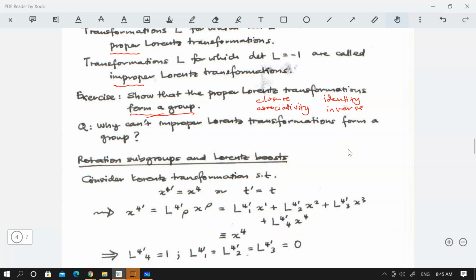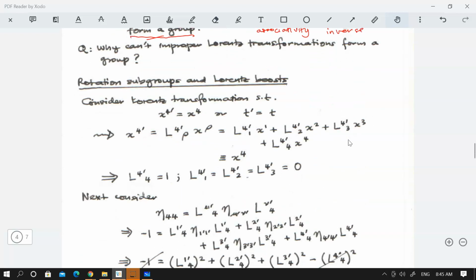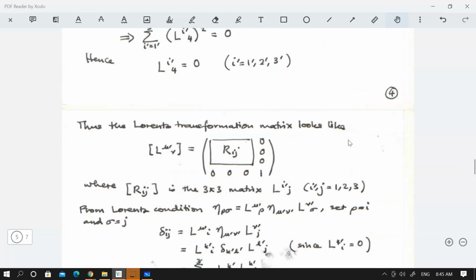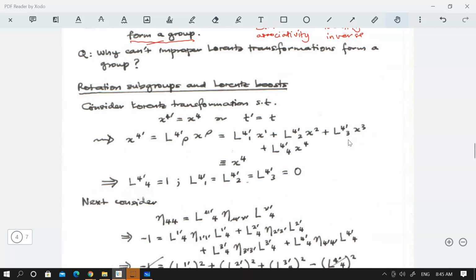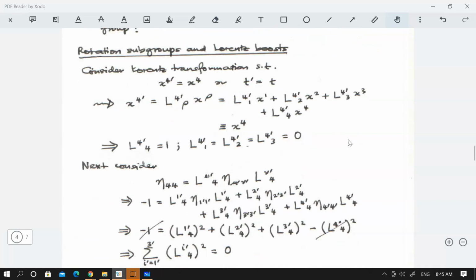Right. So you have 15 minutes left. So let me see if I can do this quickly. Let's look at one case at least. We will look at the Lorentz transformation in such a way that it preserves the time coordinate. So your x4 dash is equal to x4. In other words, your t dash equals t. And in this particular case, your x4 dash is related to your original x by this Lorentz transformation.